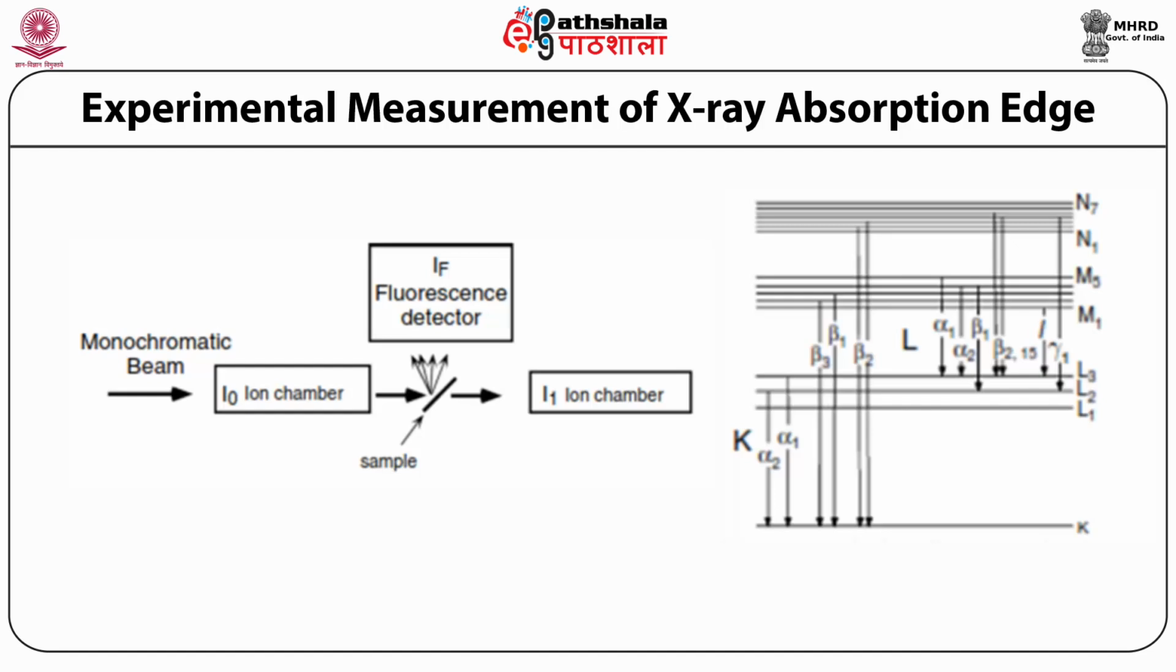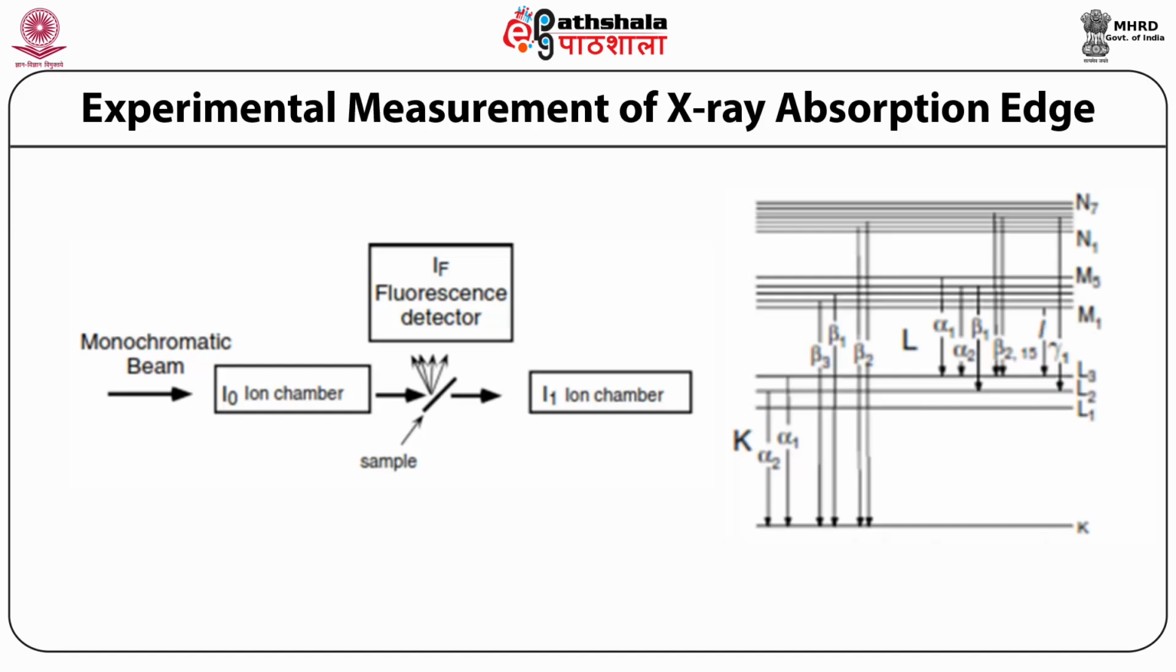Now you can see that there is a K shell, which is the ground shell, the lowest shell in this diagram, and then L, and L is further divided into three subshells, L1, L2, L3, and M is again divided into 5, and so on. And you can see that the transition from higher energy to lower energy takes place with certain selection rules.